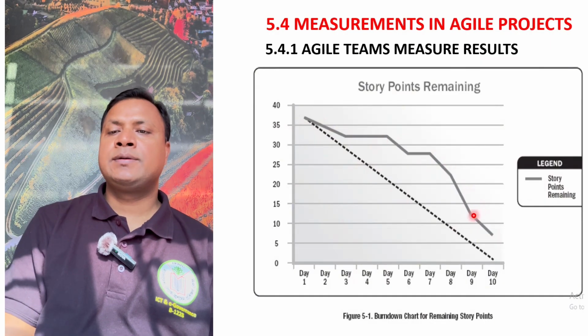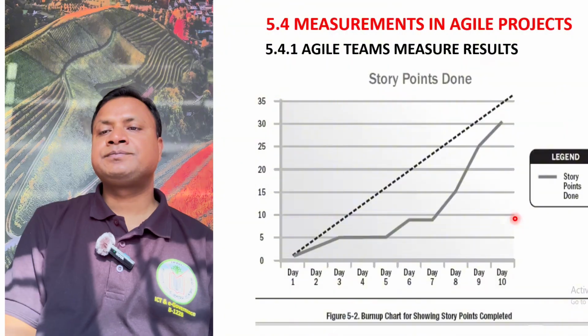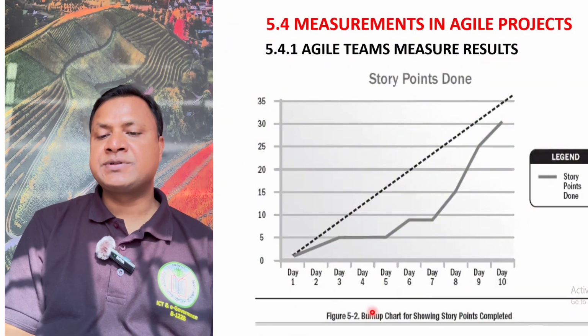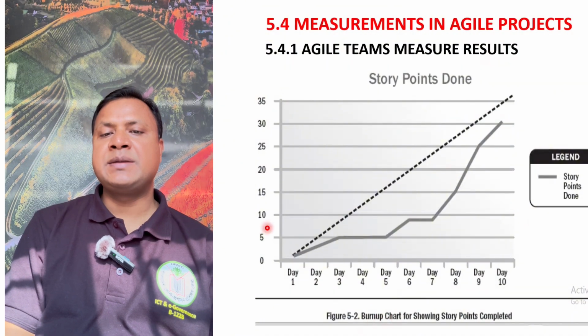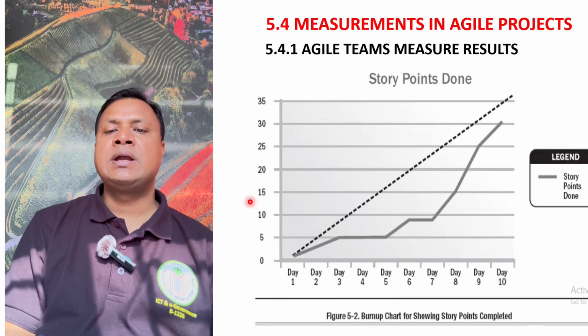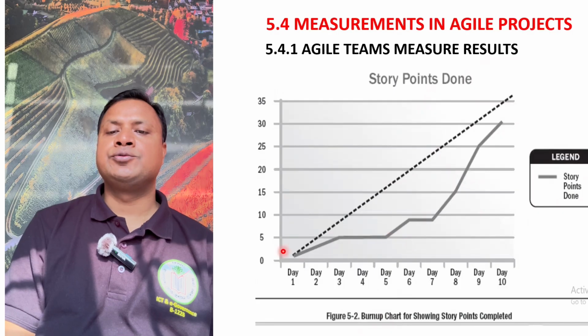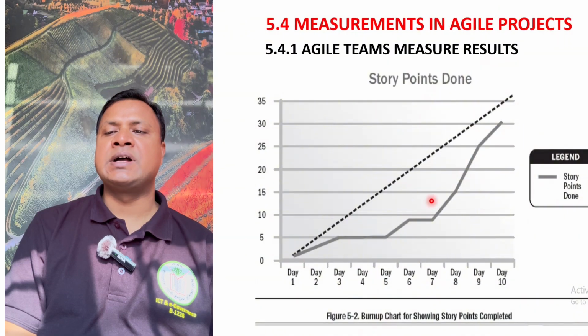On the other hand, this is called the burn up chart. Same measurement, days and story points, but it's going up. Here we are showing the story points done. This one is done. We should have gone to this point, but actually we are behind. This part is done already.